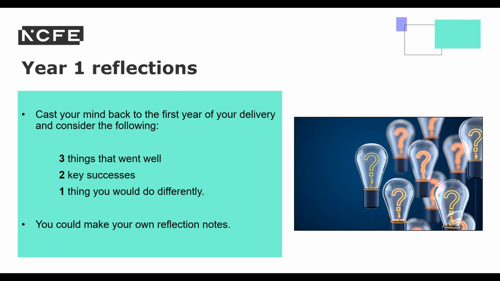As we're at the end of the academic year, we thought it would be really helpful to spend a little bit of time reflecting on your first year so far. So considering the following: 3 things that went well, 2 key successes, and 1 thing you would do differently. Make your own reflection notes. What did go well? What were your key successes? And what would you do differently?